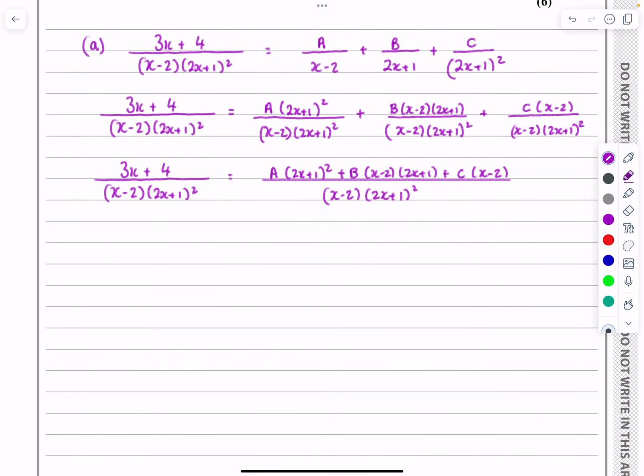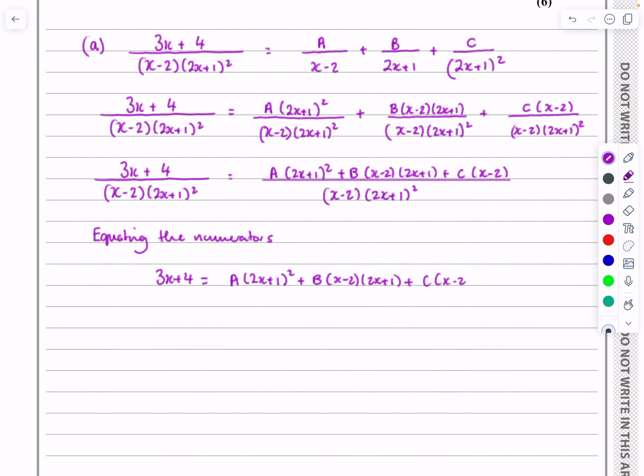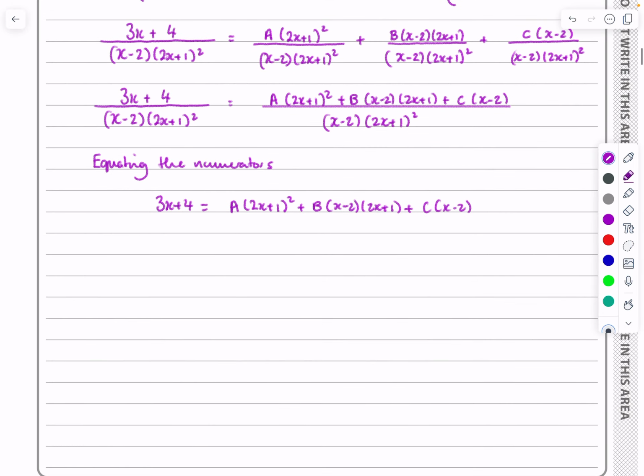Here, I would like to do everything really, really formally. So equating the numerators means those top lines are equal to each other. I'm going to get 3x plus 4 is equal to A(2x plus 1) squared plus B(x minus 2)(2x plus 1) plus C(x minus 2). So once we get to this stage, then we can choose to let x equal to whatever I want.